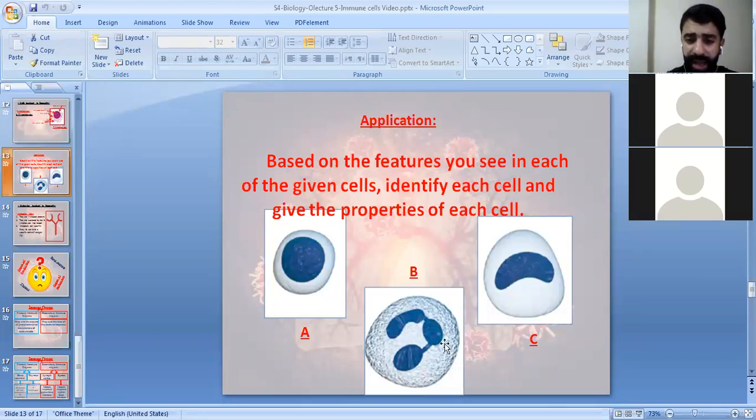B has a multi-lobed nucleus, so it's a granulocyte. A has a large rounded nucleus and very small cytoplasm. So A can be what? Maybe it's a B lymphocyte or a T lymphocyte. We can't know whether it's a B or a T lymphocyte unless we see antibodies, so it's B, or T cell receptors, so it's the T lymphocyte. We call it the lymphocyte.